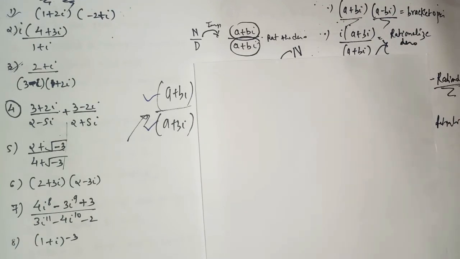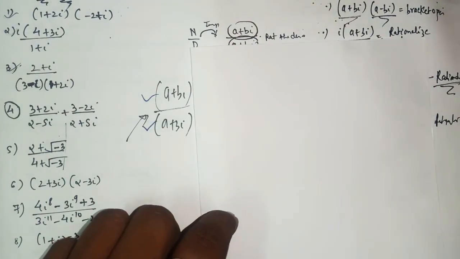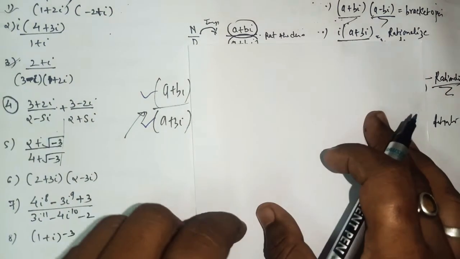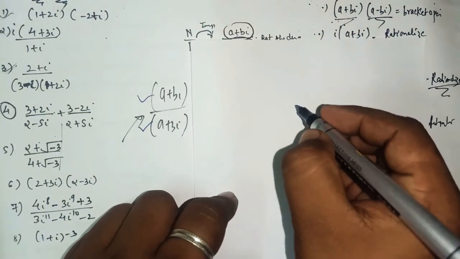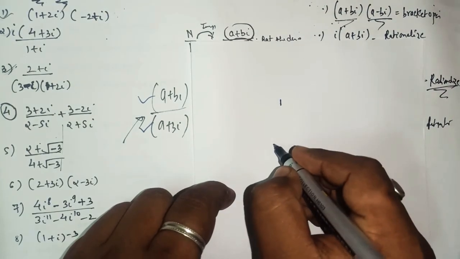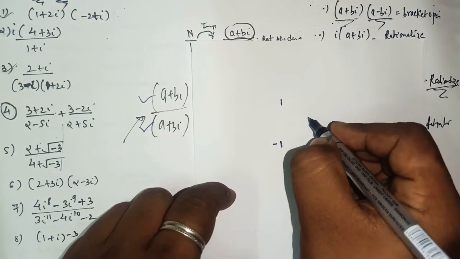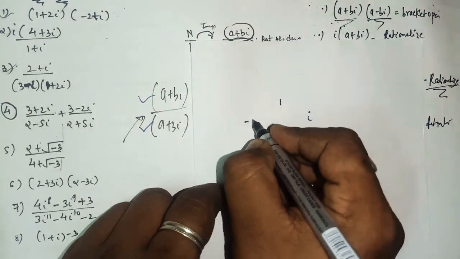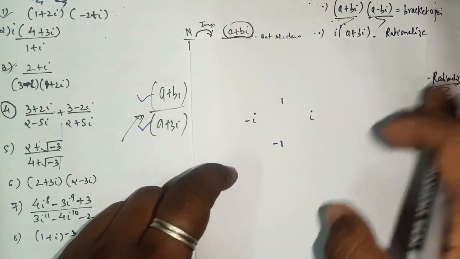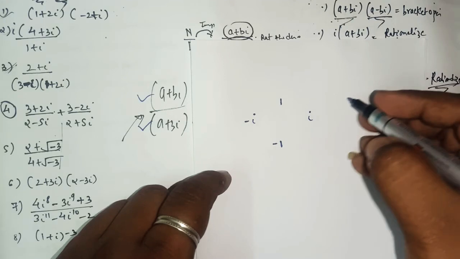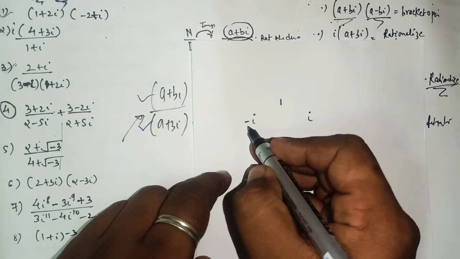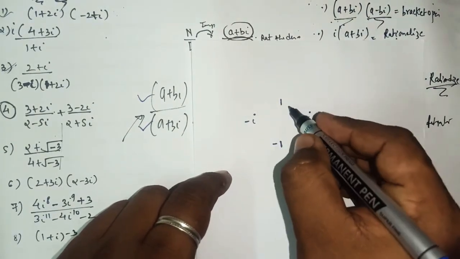Now I will share with all of you the trick to find the values of i raised to 8, 9, 10, 11, any values, in just a fraction of a second. Just remember these values. Here you write 1, here you write -1, here you write i, and this side you write -i. It is like an axis, like your x, x dash, y, y dash. So your i, -i, 1, -1, just remember this form.